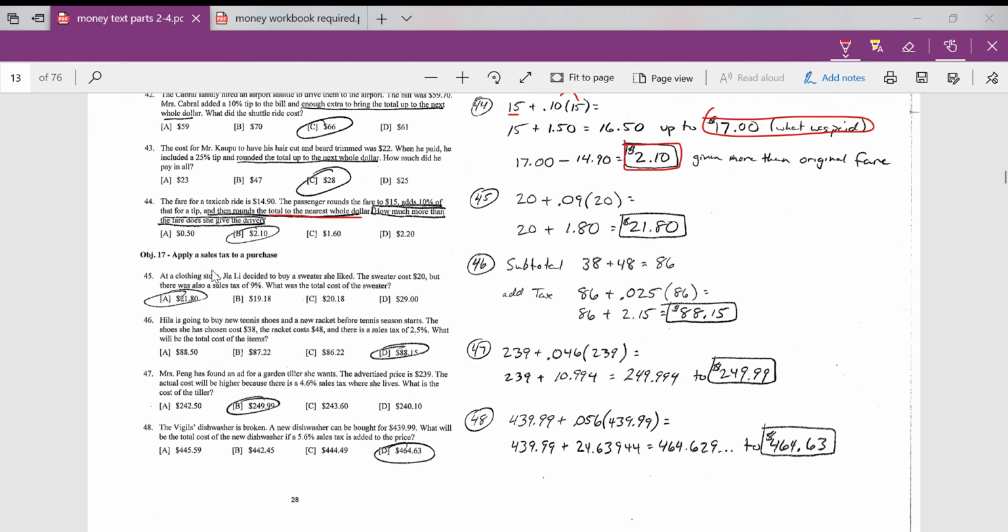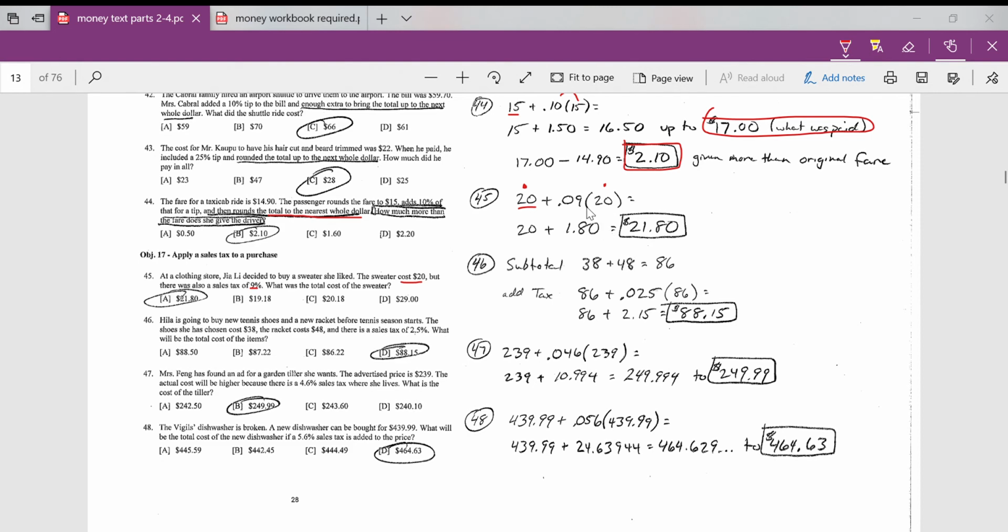So number 45, they're going to buy a sweater. The sweater costs $20, but there was also a sales tax of 9%. How much does it cost? Okay, so here's the total, $20. You have to add on 9% of 20. So 9%, you move over the decimal twice, it's 0.09 times the original 20. So again, you see the same number that you put here, that total is also the number here.